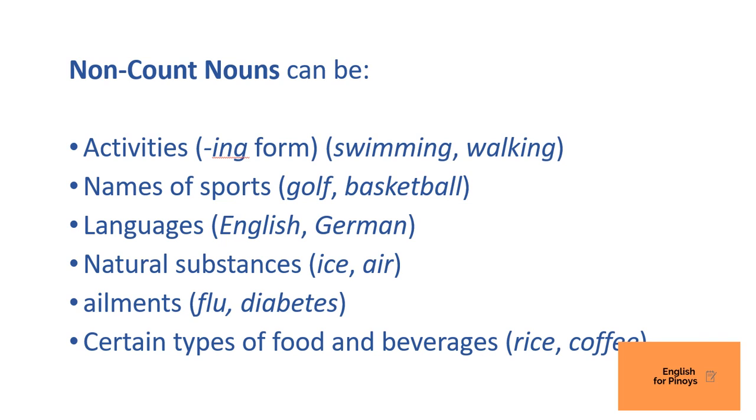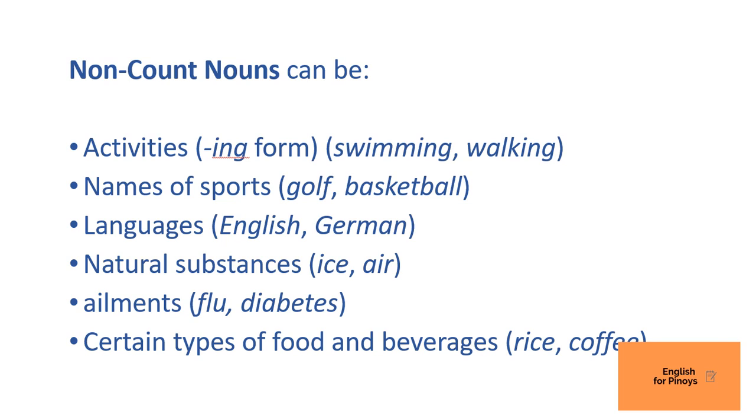Other non-count nouns, activities. So you have the ing form. This is what we call the gerund form, like swimming, walking, running. There's no plural form for that. You cannot say swimmings or walkings, right? Names of sports like golf, basketball, volleyball. So you don't say basketballs, volleyballs, unless of course you're referring to the equipment, right? The equipment that's used in the sport, like basketball, you can say basketballs, the equipment. But when you're talking about the sport, that is a non-count noun.